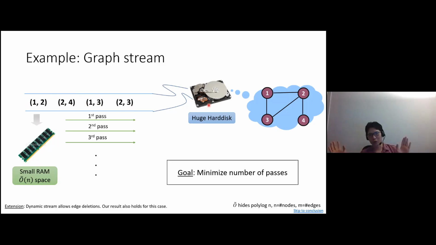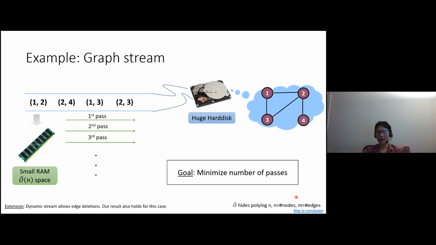Of course, you cannot remember the whole graph, so now you probably want to go back to the beginning and read again, okay? That is called the second pass, and you can do it again and again. The question is, how many passes do you have to make over the hard disk in order to compute something like this minimum cut problem, for example? The goal is to minimize the number of passes. Any question about the model?